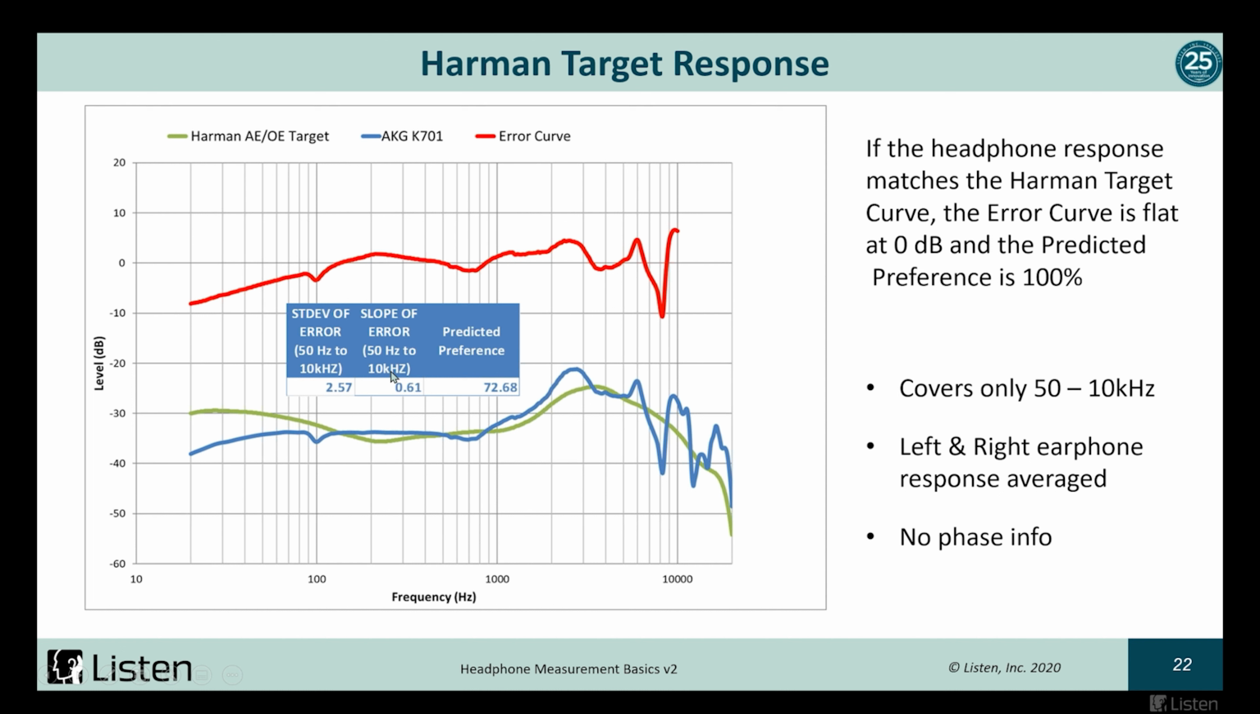They also only go down to 50 hertz. And I think that's because the seal is so crucial as well that they're trying to make it a little easier not to have the perfect seal. They average the left and right earphone response. I think they do that to keep it simple. I think it'd probably be better to do them separately.